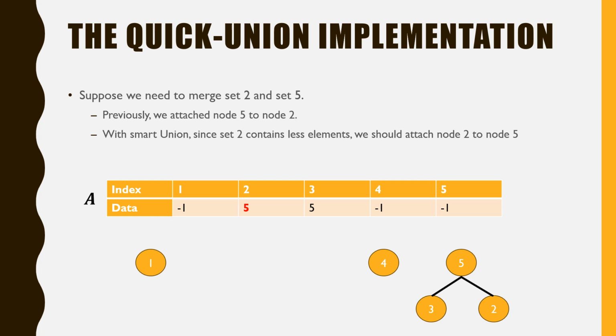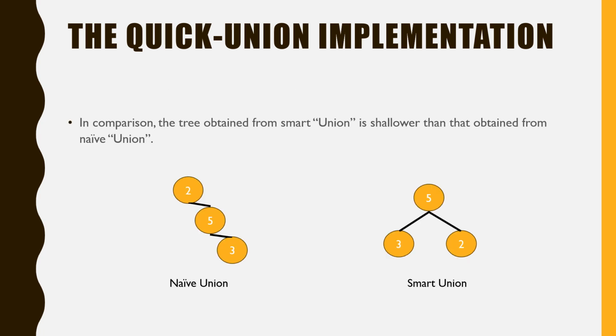Since set 2 is smaller, we attach element 2 as a child of element 5. This is achieved by updating A2 to 5, resulting in the updated forest shown below. Comparing the trees formed by the naive union and the smart union operations, we find that the smart union tree is shallower.